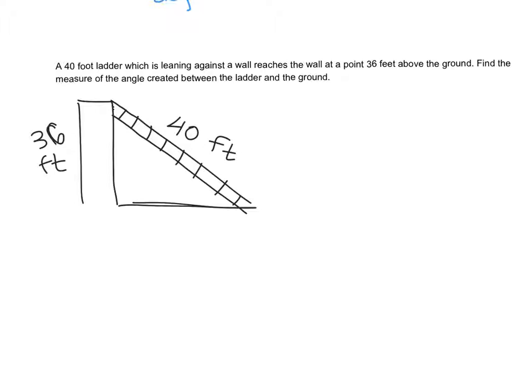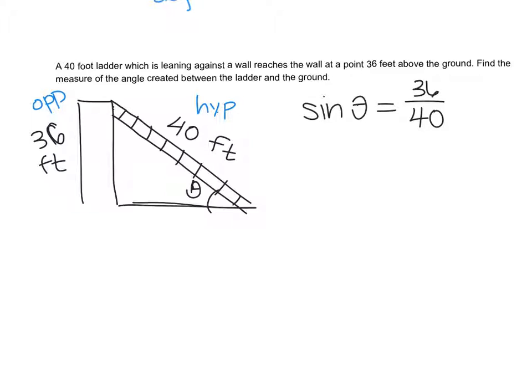We want to know the measure of the angle created between the ladder and the ground, which in this case is going to be an angle of elevation. So we want to solve for theta. So 36 feet is the opposite side, and 40 feet is our hypotenuse. So the trig ratio that uses opposite and hypotenuse is sine. So we'll have sine of theta equals our opposite side, 36, over our hypotenuse, 40.